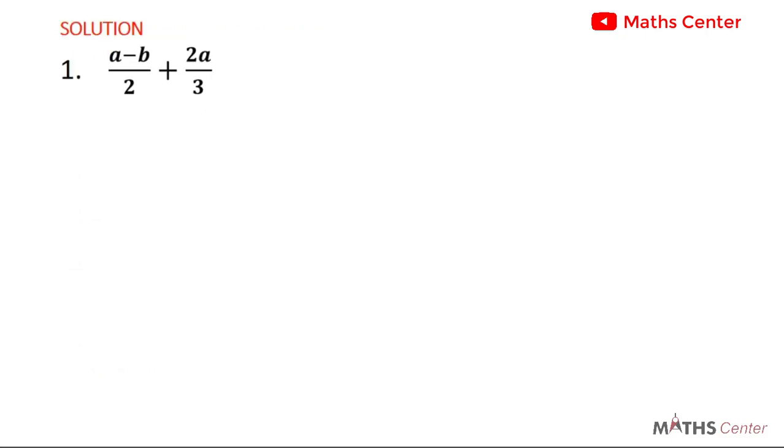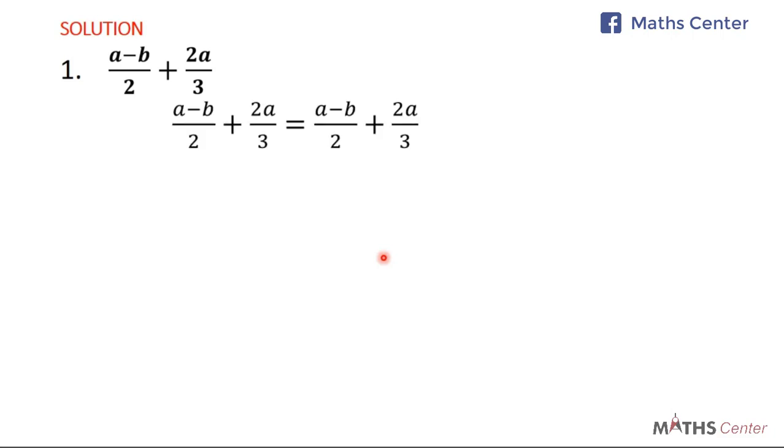So we pick the first one. We have a minus b over 2 plus 2a over 3. Now, solving algebraic expressions involving fractions is the same as addition and subtraction of fractions, as we already learned in the video on fractions. So the first thing that you need to do is to find the LCM of the fractions given to you. So here the denominators we have are 2 and 3. So we find the LCM of 2 and 3, and we know that that is 6.